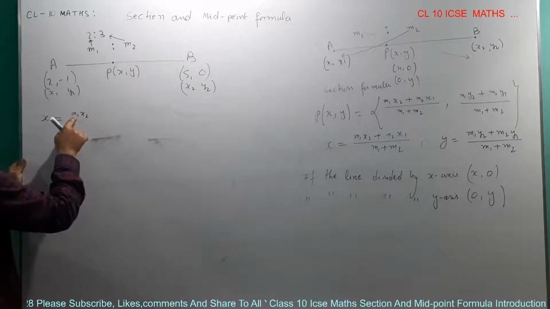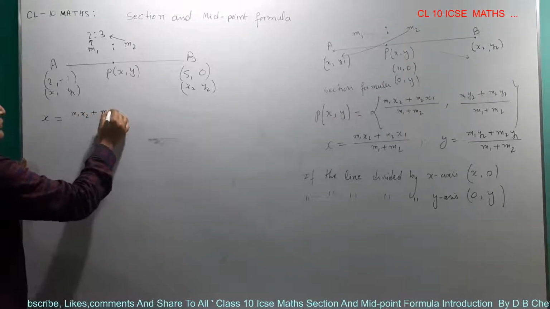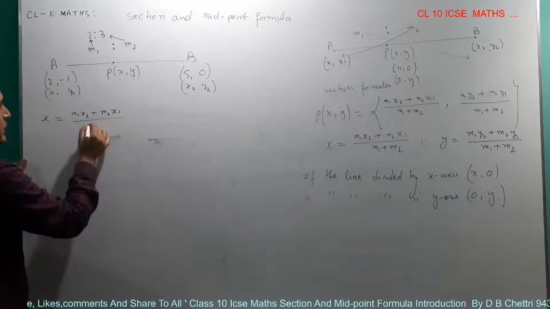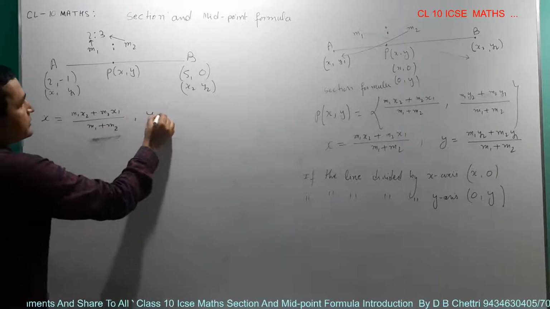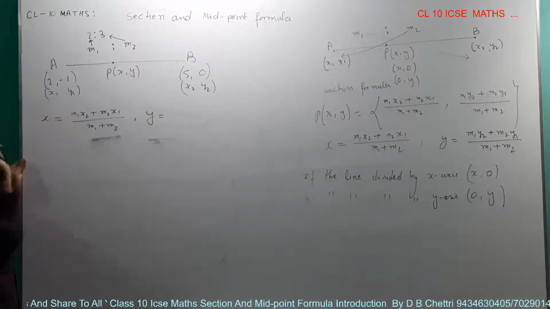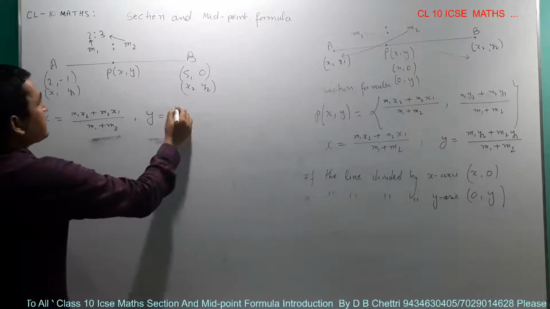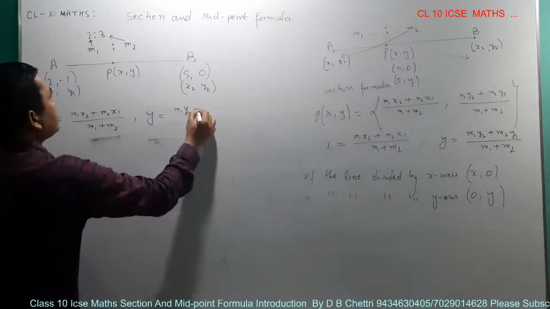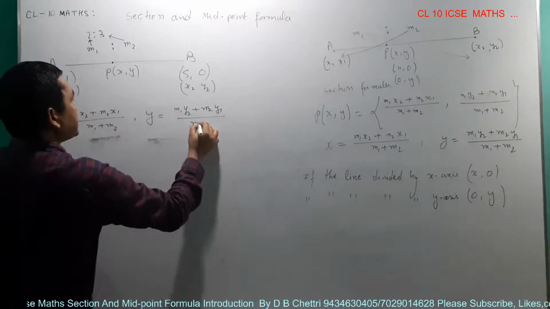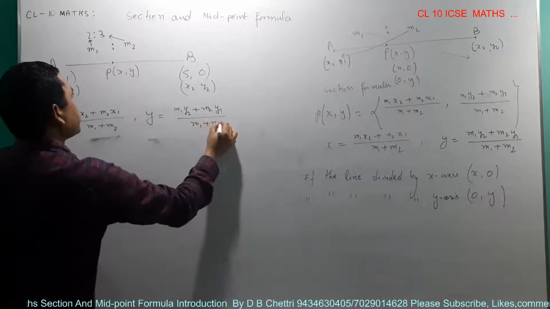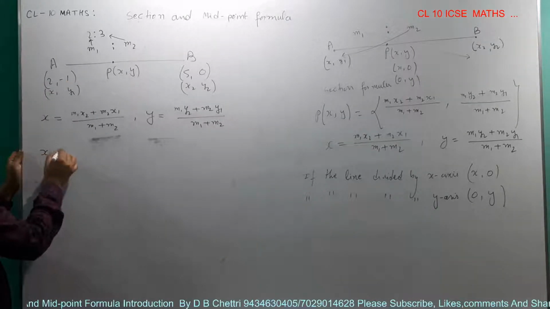For x, what to do? m1 x2, because the numbers must be different, plus m2 x1, divided by the sum of the ratio. Then for y, we always use the y coordinates, don't use the x coordinates. For y, it is m1 y2 plus m2 y1, divided by the sum of the ratio. Now substitute the values.